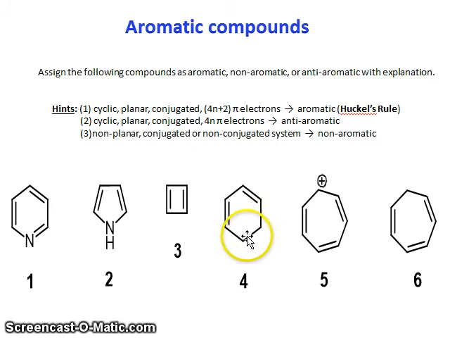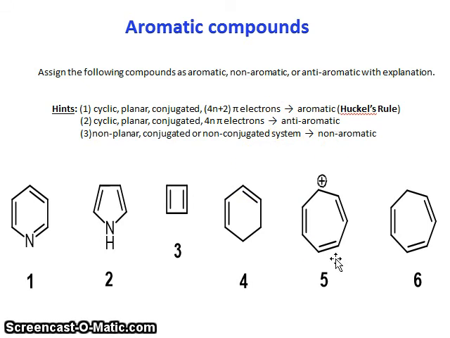However, the number 3 and 4 carbon, they are sp3 hybridized. That means they are not on the same plane as these 4 carbons. So they are on a different plane. That means the molecule itself is not planar. So both for aromatic and anti-aromatic compound, the molecule has to be planar. That means this molecule, cyclohexadiene, this is a non-aromatic molecule.